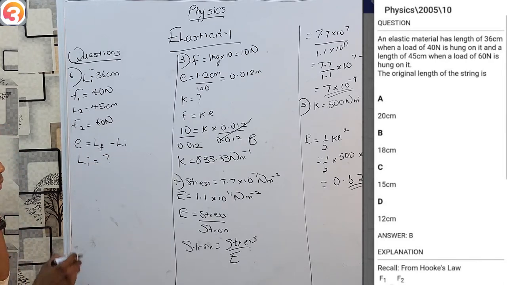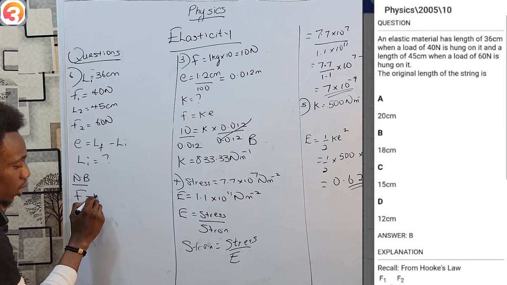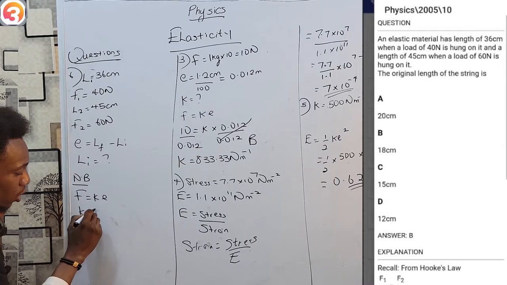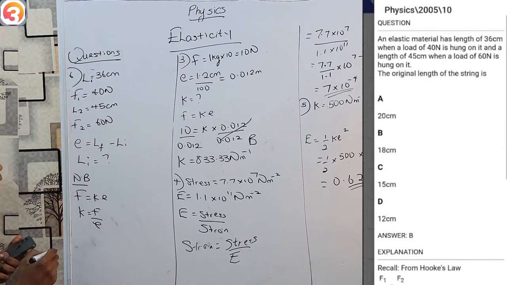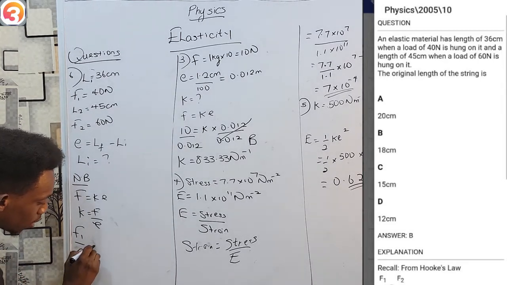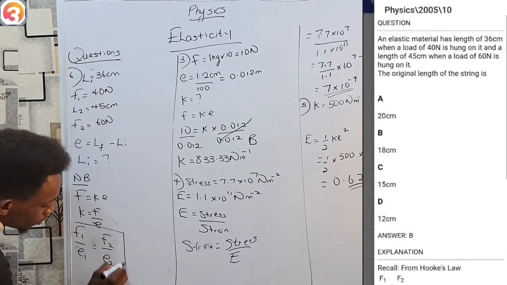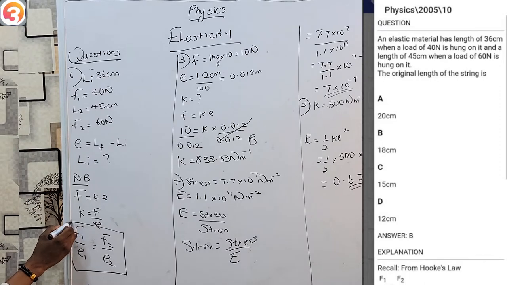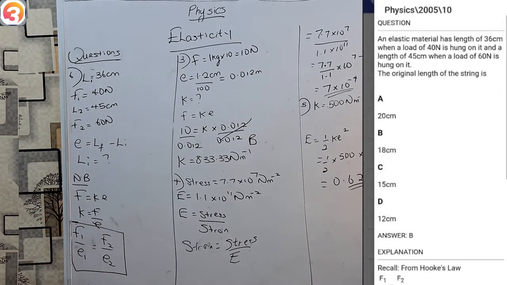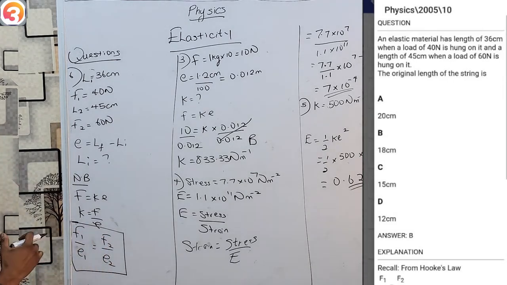Now, you must please note this formula. Just because F equals Ke and K equals F over E, then in some cases like this, when you have two forces, you should please note that F1 over E1 must be equal to F2 over E2. It makes the solving much quicker. Now, if you don't want to use this method, you can simply say, okay, with the first one, F equals Ke. Then you try and find K from the first one, and then use that in the second one.